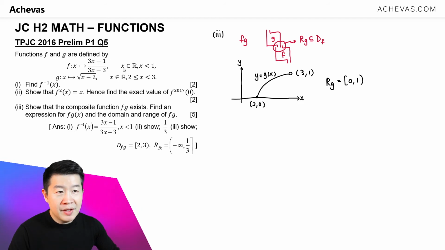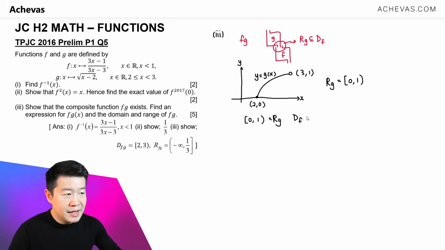So now comparing this to this, we can see that they are a subset. So the range of g, which is from 0 inclusive all the way until 1, and the domain of f, which is anything from negative infinity to 1, not inclusive of 1. This is going to be a subset. Therefore, we can say that the composite function fg exists.